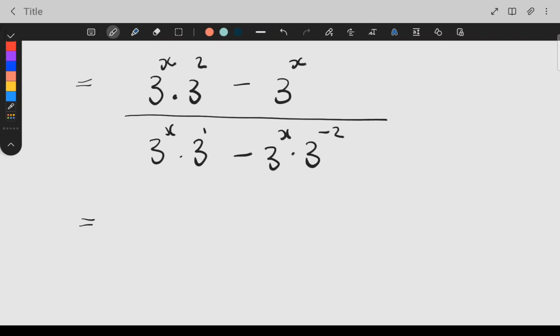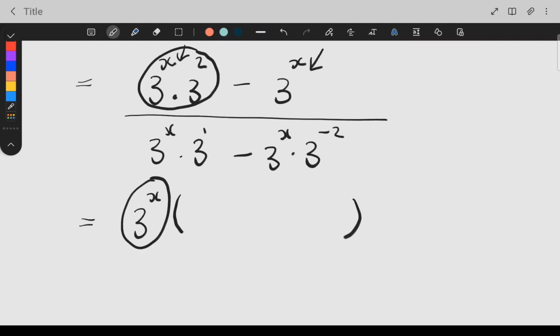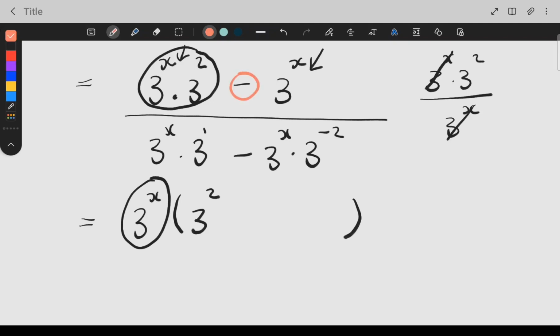Then I'm going to ask myself, what's here that's also in this term? So 3 to the x. Then I open the bracket. Then I'm going to say this divided by this. So this, I just want to show you, divided by that. This and this will cancel, so I'm left with that. If this is a minus, then inside the bracket, this is a minus.